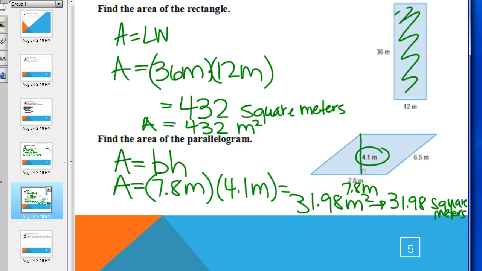All right, notice the square is on the unit, never on the number. The square is on the unit of measure, never on the number.